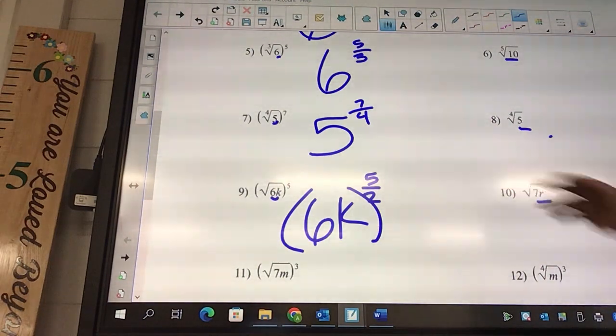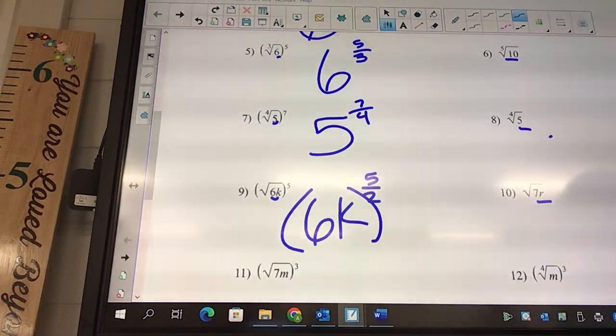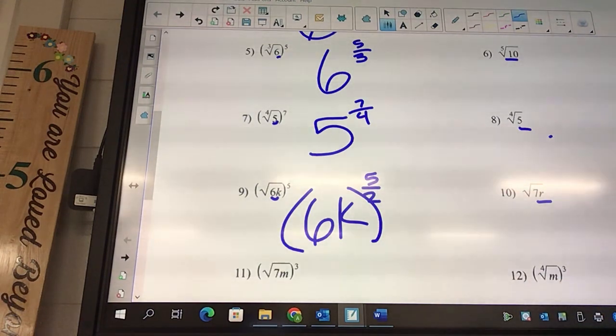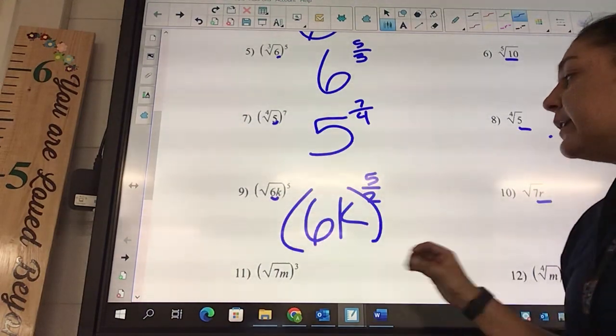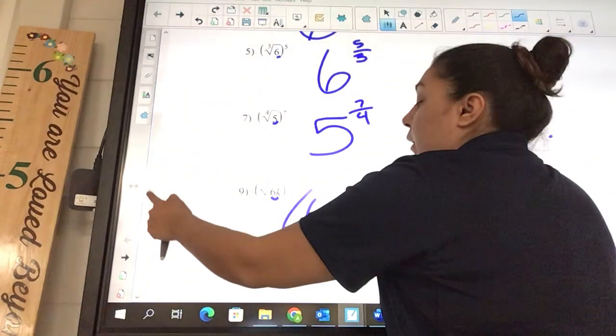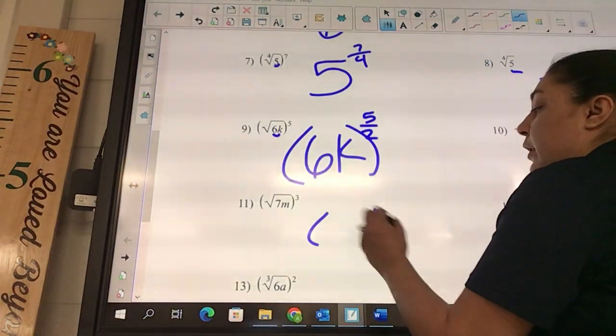Okay, then you need to put parentheses around it. That's the only change in the rule, okay? If you have more than one piece, you need to put parentheses around it. That way, this 5 over 2 goes to both pieces, the 6 and the k. Okay, 11. So we're going to use parentheses.